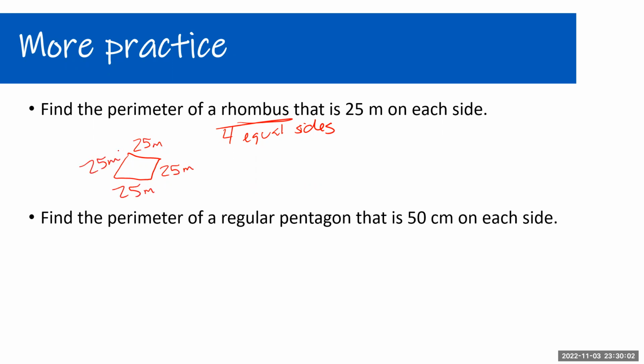So if we add up our 4 sides, we're going to get 25 times 4, or 25 plus 25 plus 25 plus 25. And that is going to give us 100 meters.